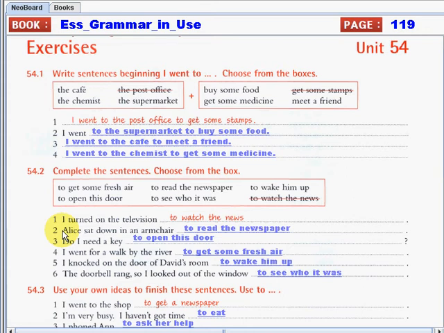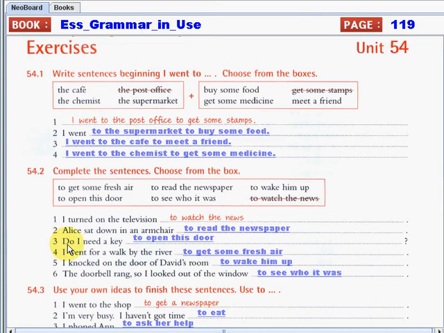Okay, number 2. Alice sat down in an armchair. So armchair, what can you do with an armchair? Okay, so is it fresh air? Open this door, read the newspaper, see who it was, or wake him up? Very good. So you will sit down in an armchair to read the newspaper. So Alice sat down in an armchair to read the newspaper.